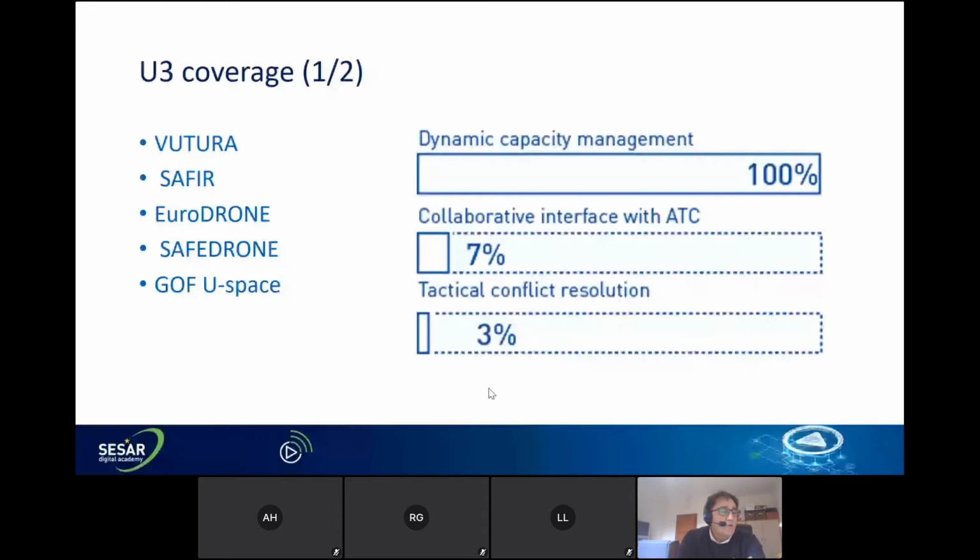Notably, some of the projects that were addressing the tactical conflict resolution service have been Vutura and Safir, as we have seen in Andrew's presentation, which delivered a first set of valuable conclusions that are very interesting and will provide a very good added value for future activities as well. Similarly, a number of activities were also carried out on the collaborative interface with air traffic control by projects such as GovU Space, which was mentioned by Andrew, Vutura as well, and SafeDrone, that were developing and demonstrating some interesting initial solutions with reference to U3.